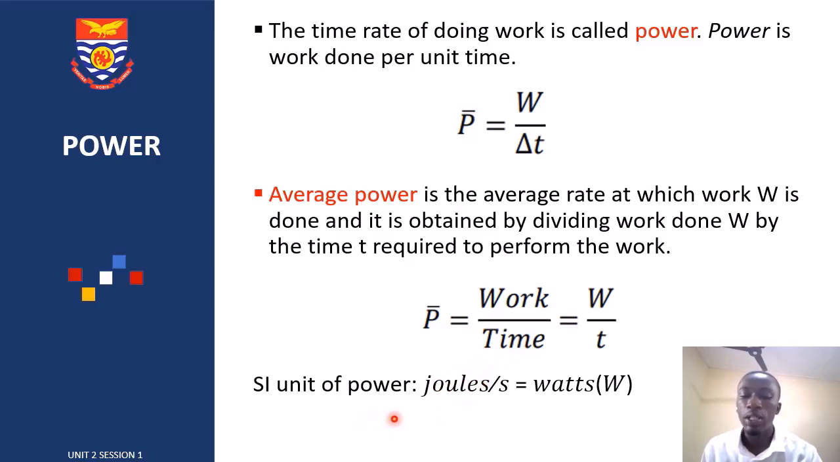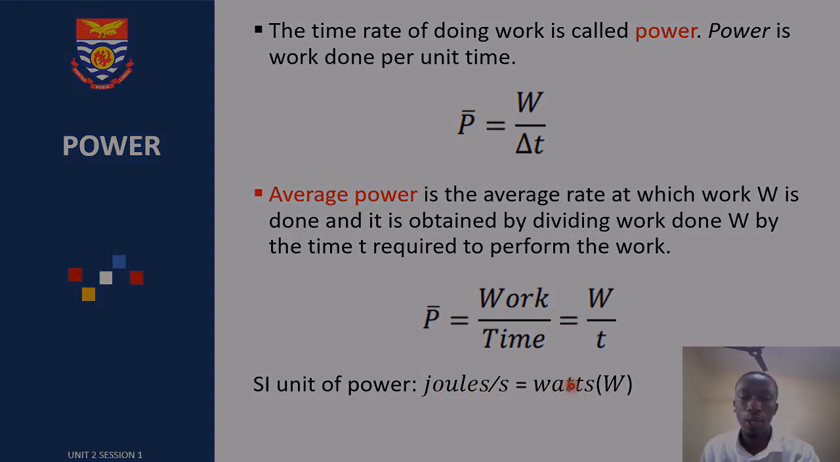The unit of power is joules per second because it's work done over time, or you can represent it by what? Big W, that's watts.